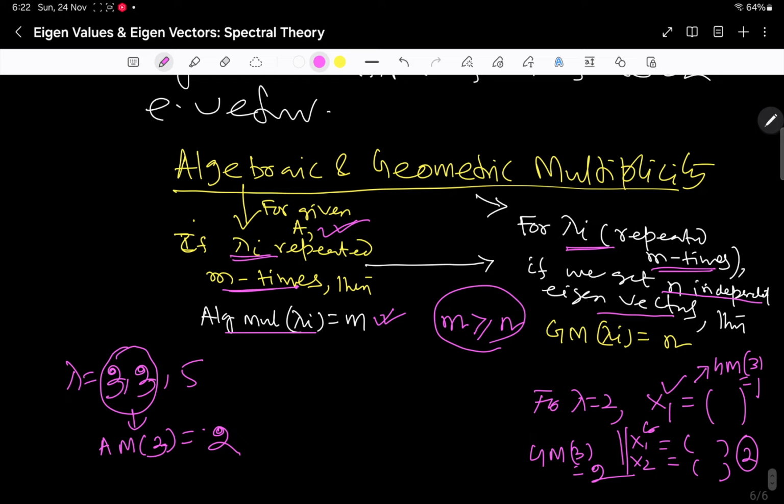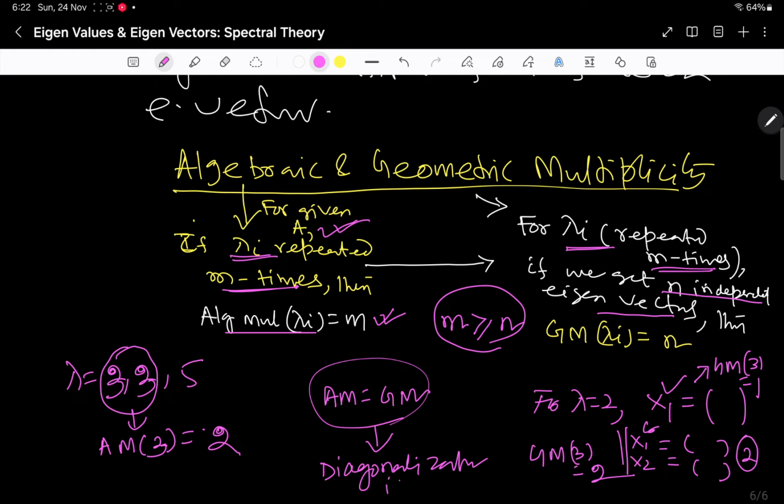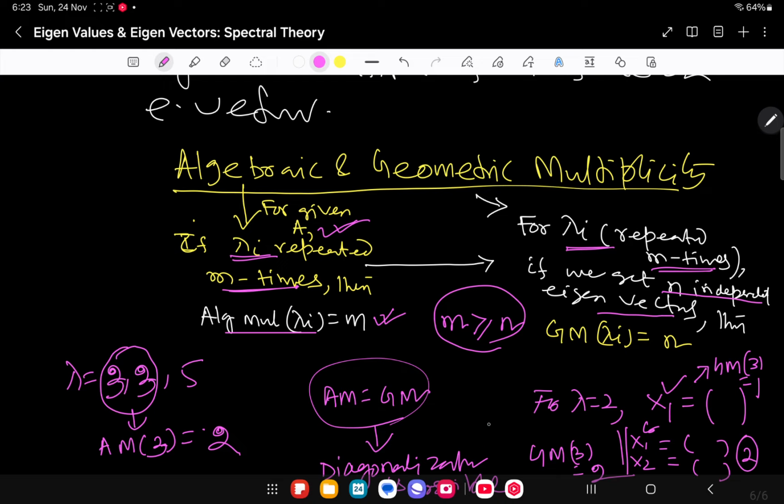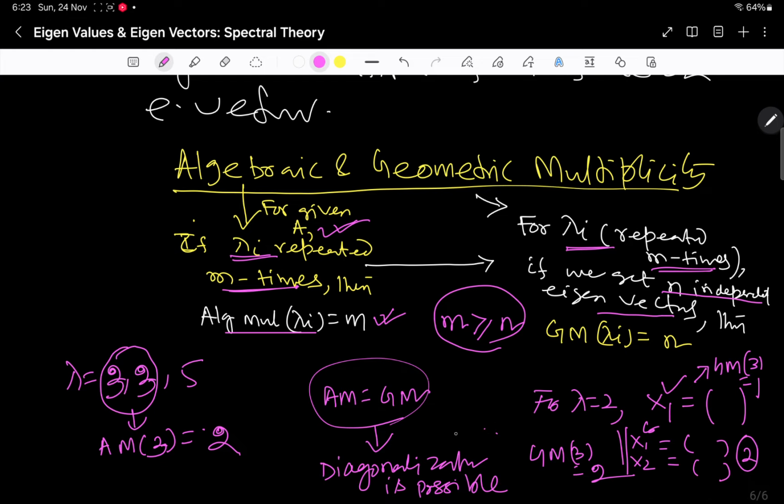So if algebraic multiplicity is equal to geometric multiplicity, then only diagonalization is possible. Another important aspect is diagonalization. In a later lecture I will tell what diagonalization is, but at this moment you just note that if as many times as the eigenvalue is repeated we get an equal number of vectors, then only diagonalization is possible.